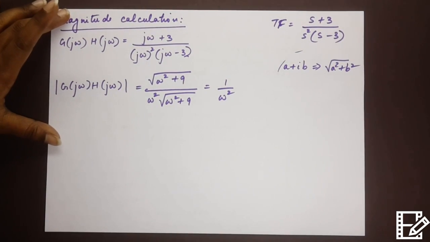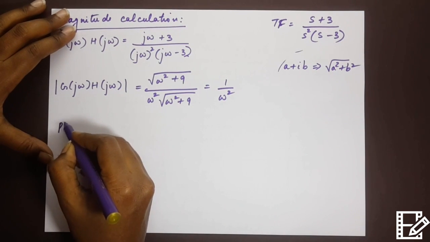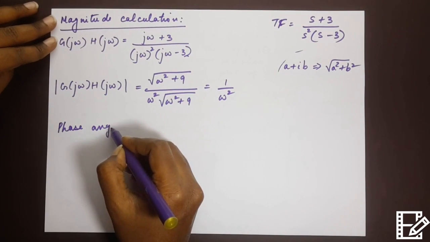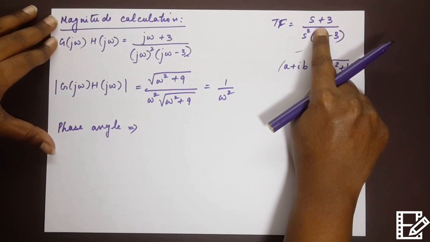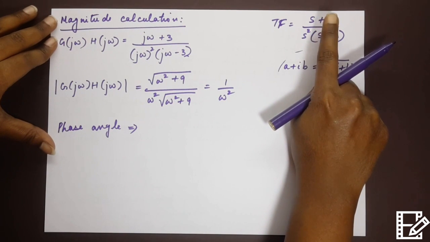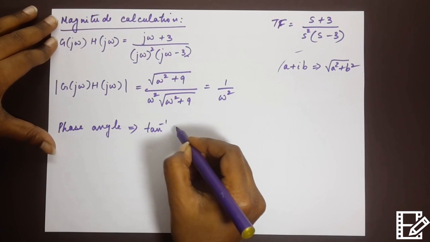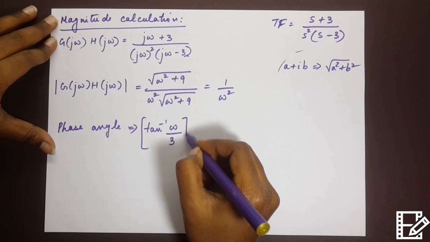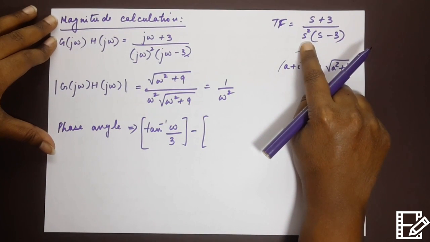Okay, so we have the magnitude 1 by omega square. Next, let's find out the phase angle. So we have the phase angle to be calculated. We start with the numerator. The numerator is s plus 3. So s plus 3 can be written as tan inverse of omega divided by 3. So this is our numerator minus, now we come to the denominator, s square.